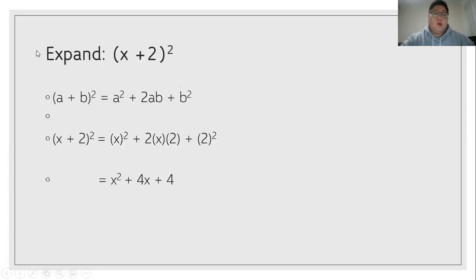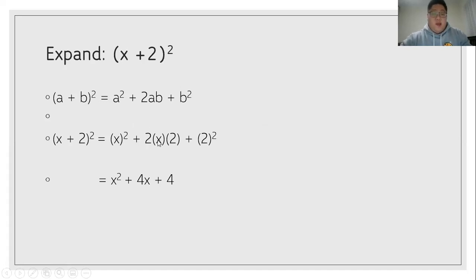So, for example, here, expanding x plus 2 all squared. My apologies. So, first off, we write out our rule, and then we work out our a and our b. Our a is our x. Our b is our 2. So, first off, a squared, which is going to be x squared, plus 2. This is part of the formula, the equation, so we keep it there.